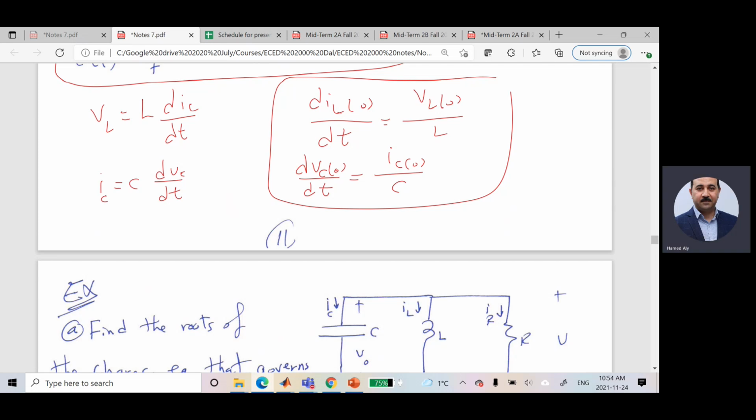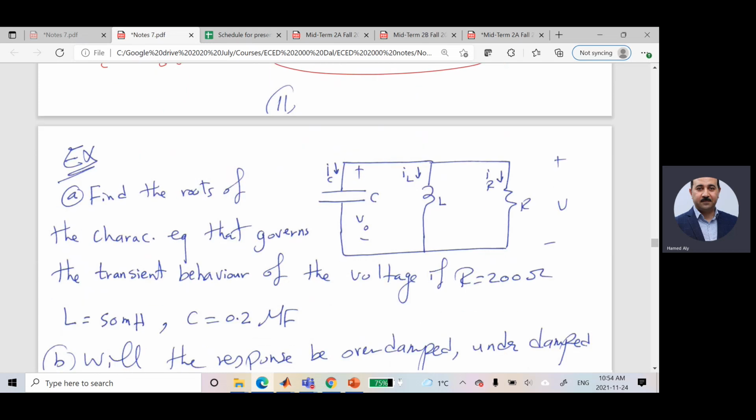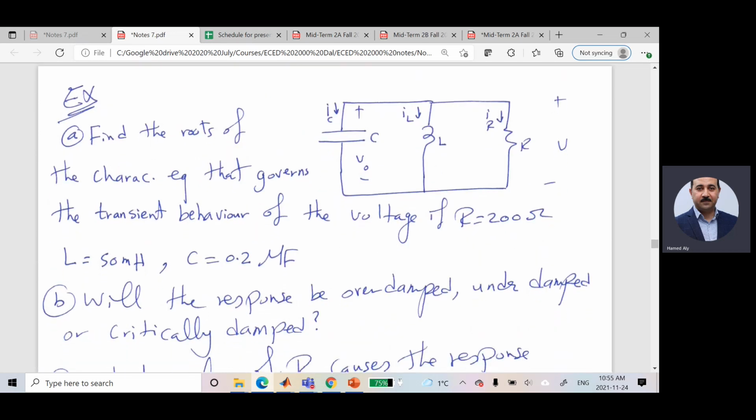So what you have to do is convert your problem to be similar to the circuit that I have already derived. Let us see this problem, which is similar to one of the problems in the assignment. I'm saying here for this problem, can you please find the roots of the characteristic equation that governs the transient behavior of the voltage if R is equal to 200, L is equal to 50 millihenry and C is equal to 0.2 microfarad.